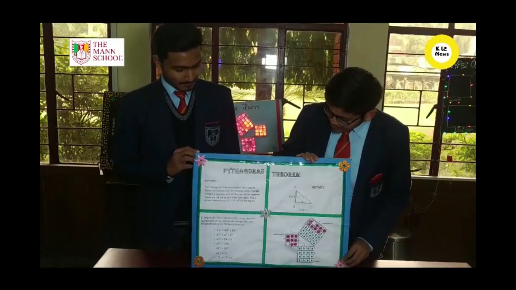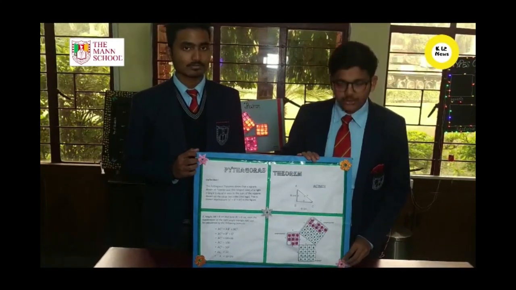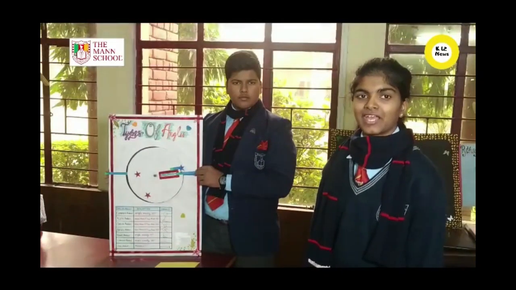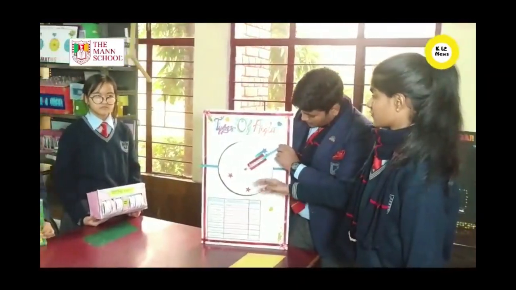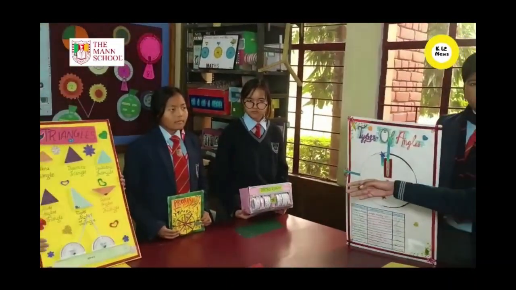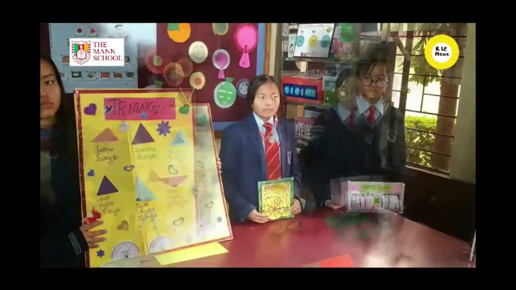So the Pythagoras theorem states that the square of the hypotenuse is equal to the sum of the squares of the other two sides of the triangle. Now we'll move on to the next one. This is types of angles, and that is a maths expert model and that's a probability model. Now we'll have Ashna explain more about the triangles.